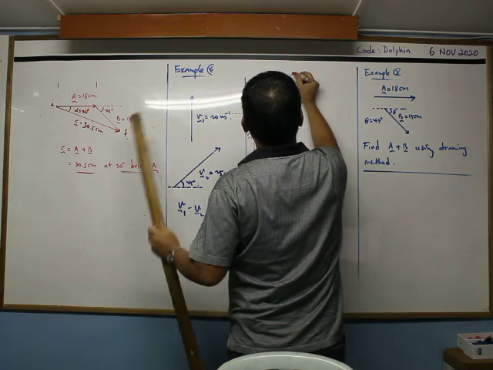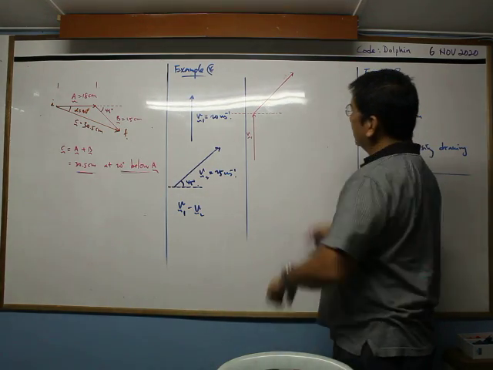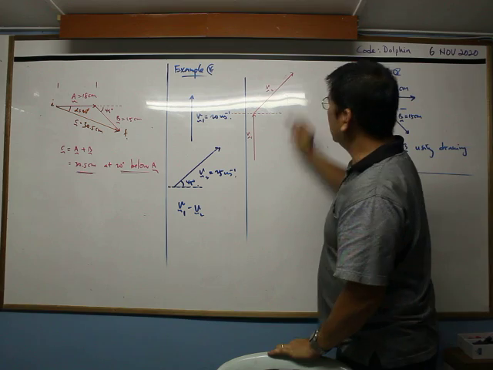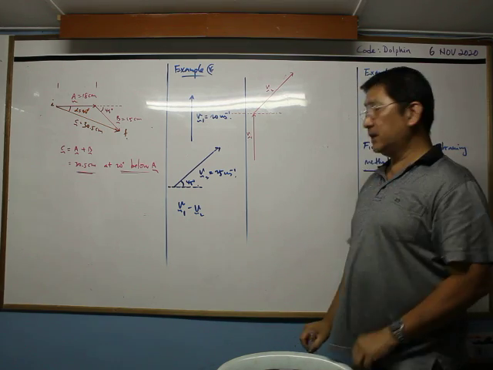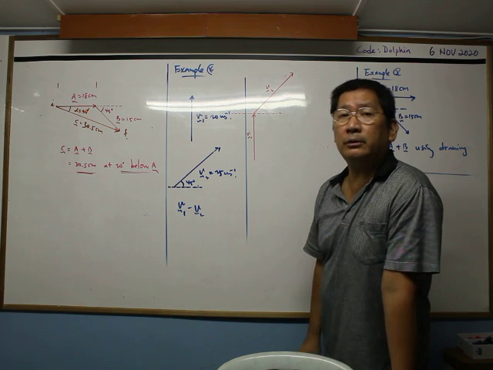Okay. But see, immediately that's a problem, right? Because if you do like this, one is V1 plus V2. But we want minus V2. So what do we do?